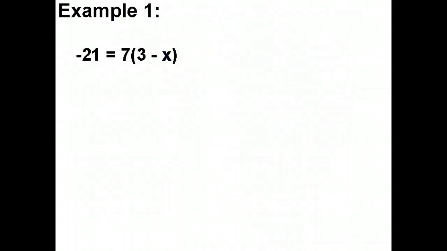So the problem is negative 21 equals 7 times the quantity 3 minus x. So again, we notice straight away there's these parentheses we need to get rid of, and we also have our kind of reminder in the back of our head that there's 2 sides to our equation. So if we think about things from left to right, well, negative 21, that's simplified. So I can go ahead and just rewrite that.